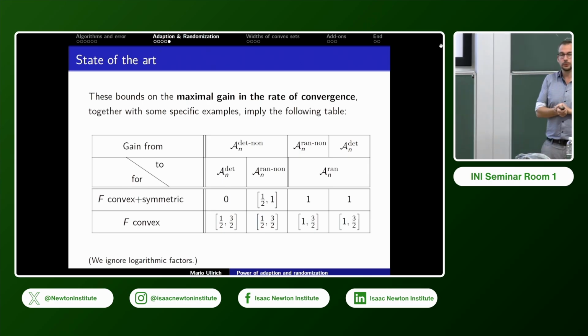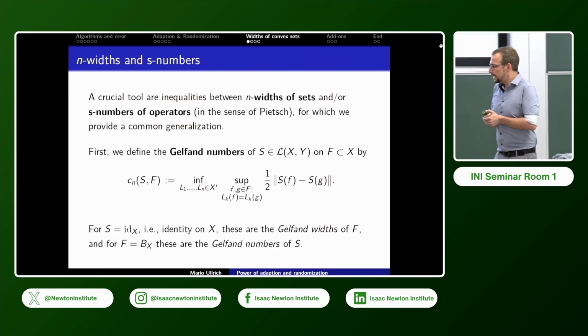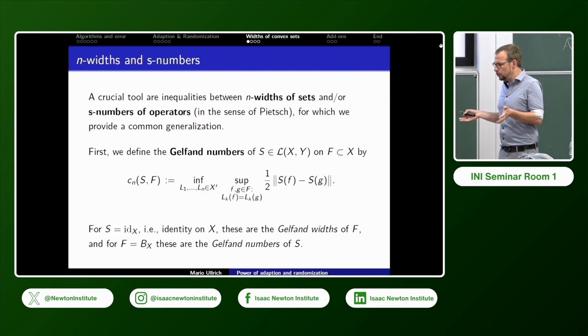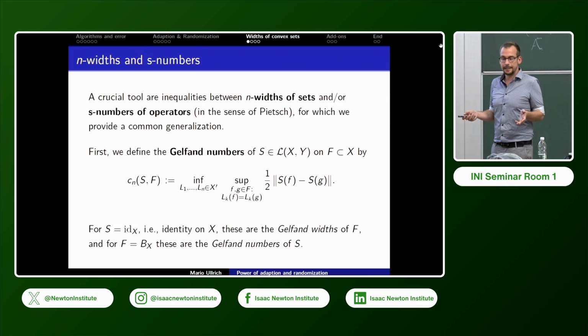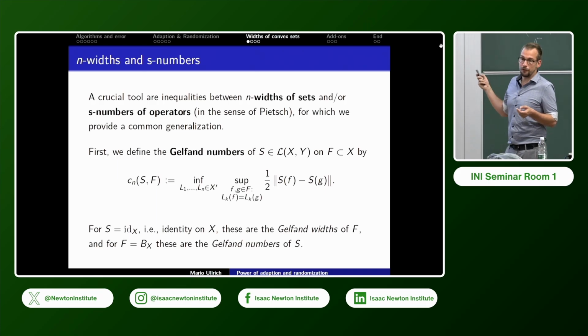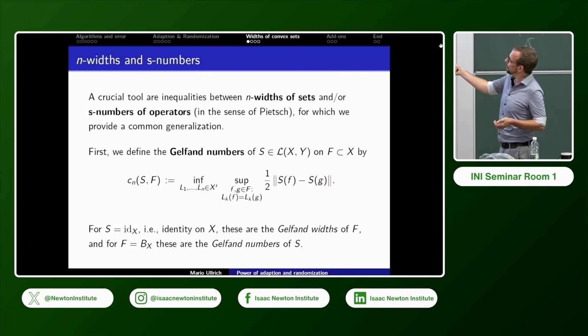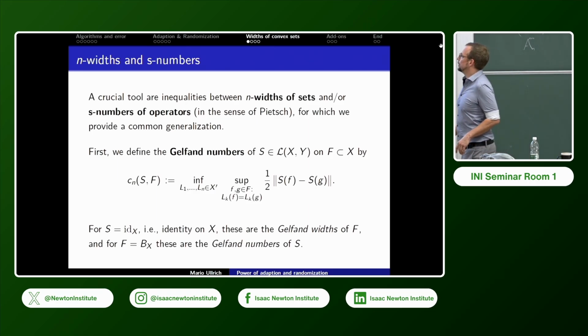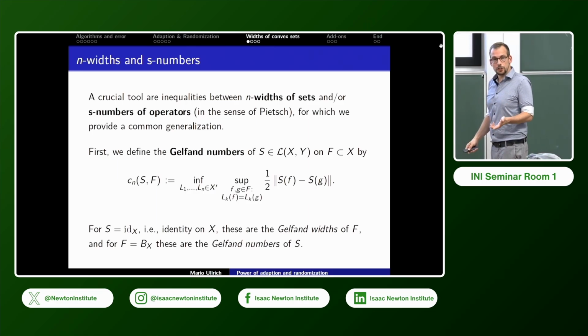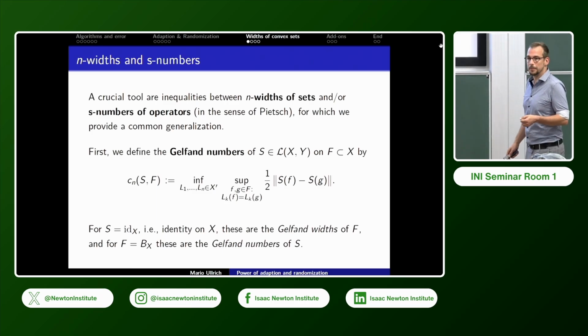Okay, so what has all this to do with widths? 10 minutes. Let's hope. The most important tools we were using are actually widths of convex sets, which is a kind of competing concept to s-numbers of operators. It's almost the same concept, but just different. The s-numbers of operators in the sense of Pietsch are measured somehow to measure the compactness of an operator, while the n-widths of sets are somehow related to the size of sets. And what we did is a common generalization and then proved several results that are close to s-numbers and widths and so on.